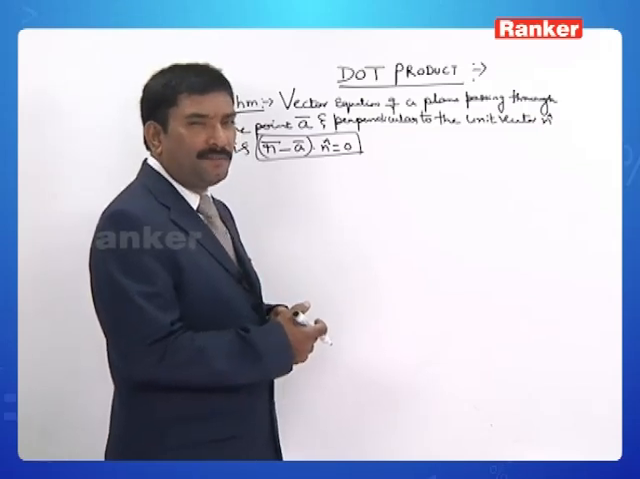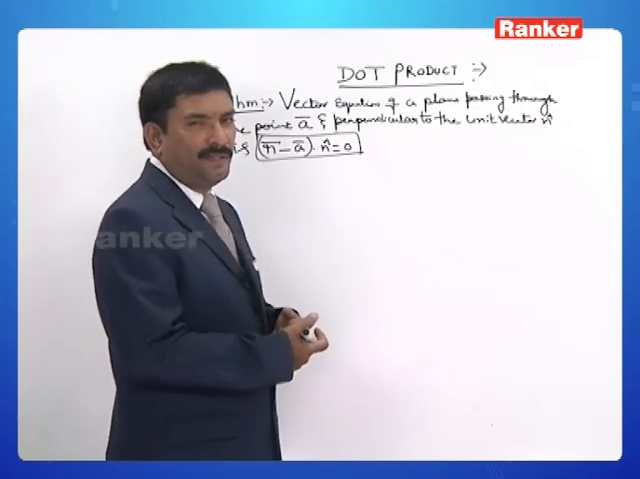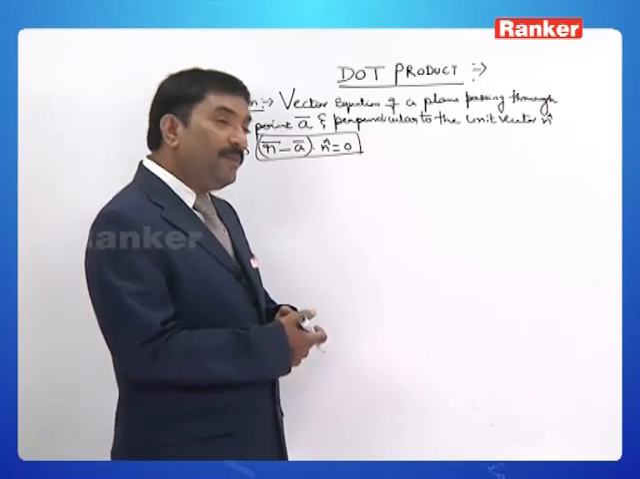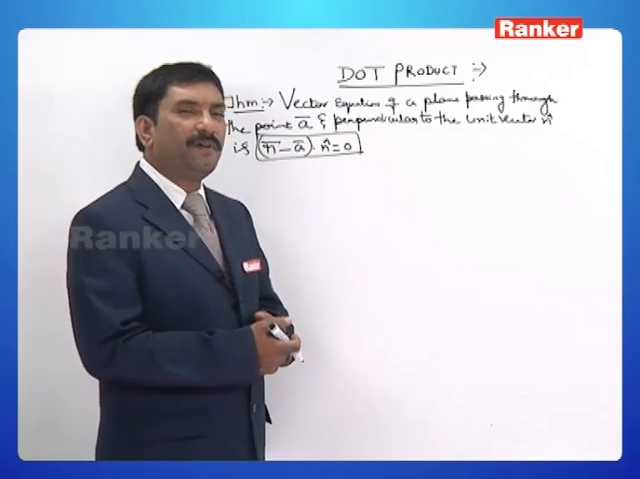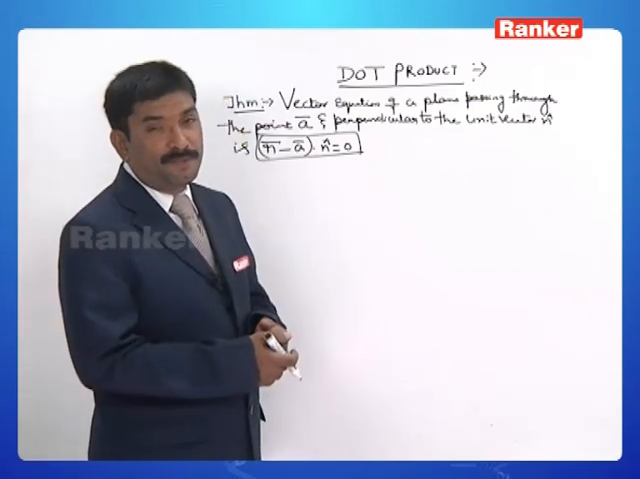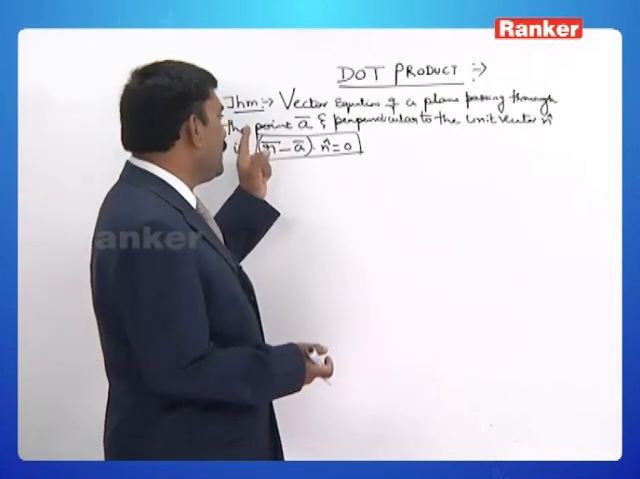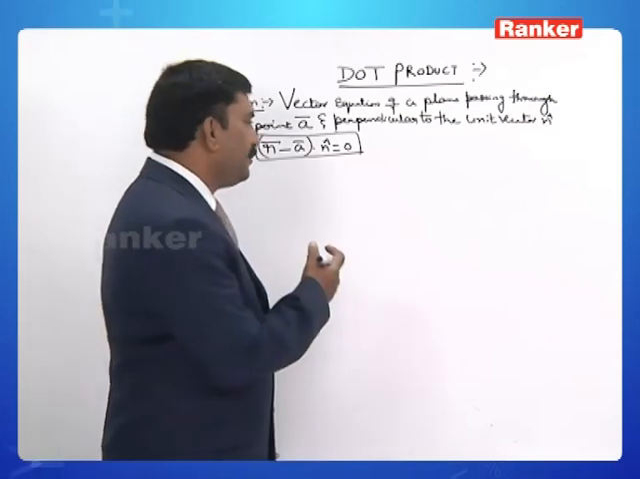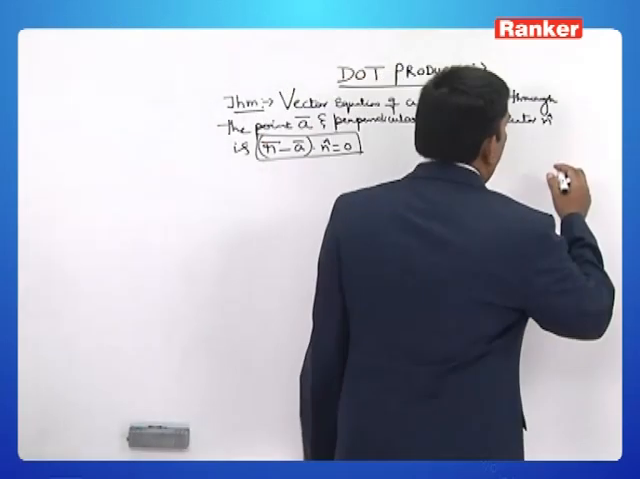Earlier we have discussed the vector equation of a plane perpendicular to n cap, where p is the perpendicular distance from the origin, given by r bar dot n cap is equal to p. The plane passing through the point a bar and perpendicular to n cap is given by r bar minus a bar dot n cap is equal to 0.